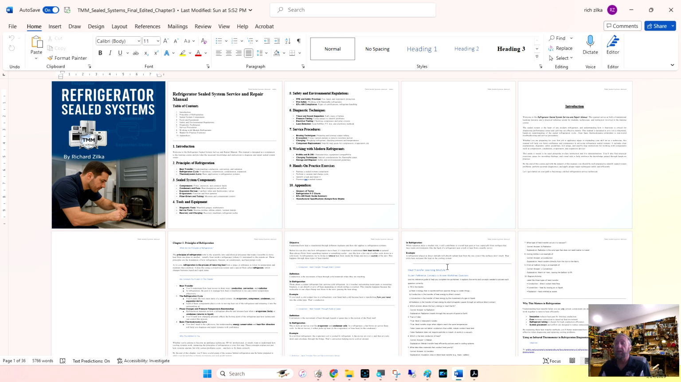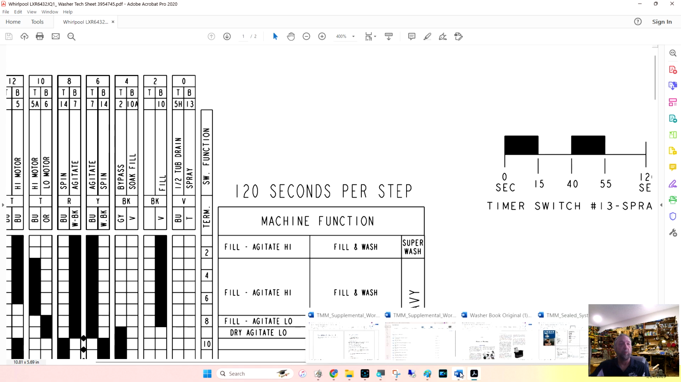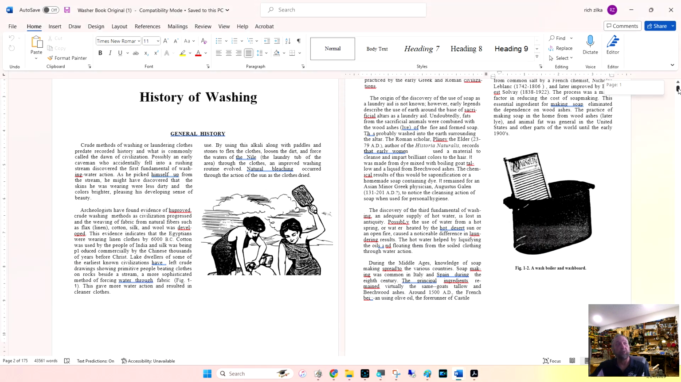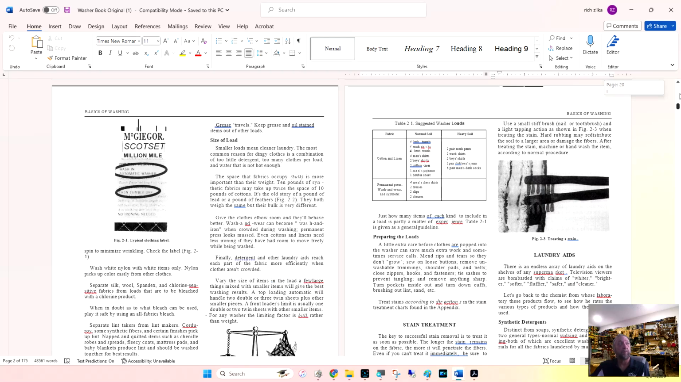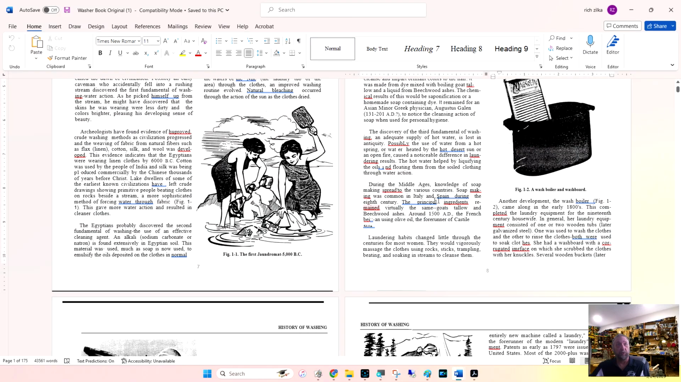Now, this is just sealed system. It has nothing to do with the refrigerator, ice maker, and everything else. I am writing those books as well. I'm using an old book that I had. This is the book that I learned washers and dryers from. Okay, my first chapter was a lady beating clothes on a rock.